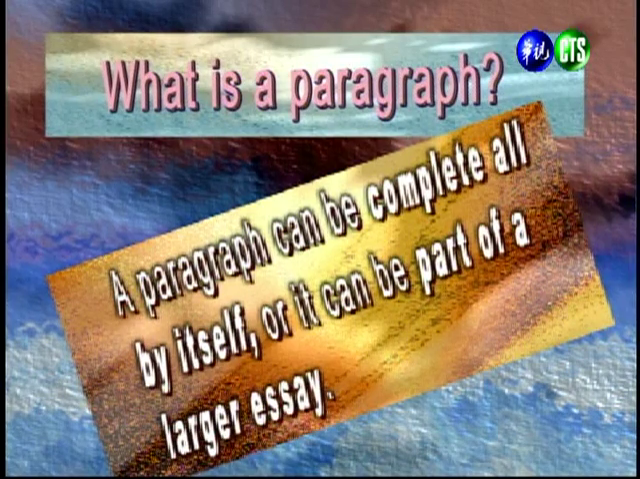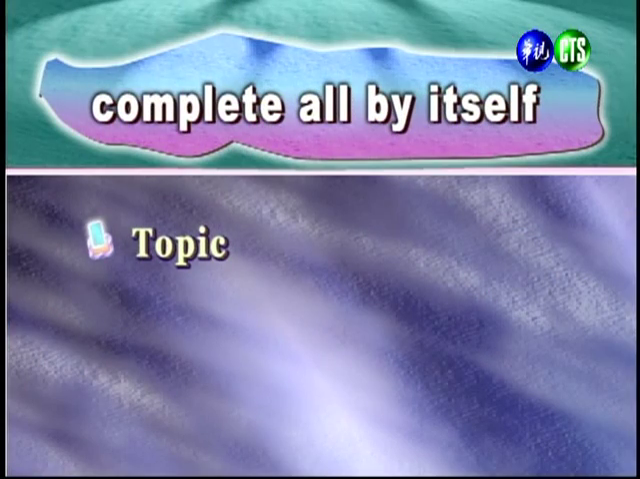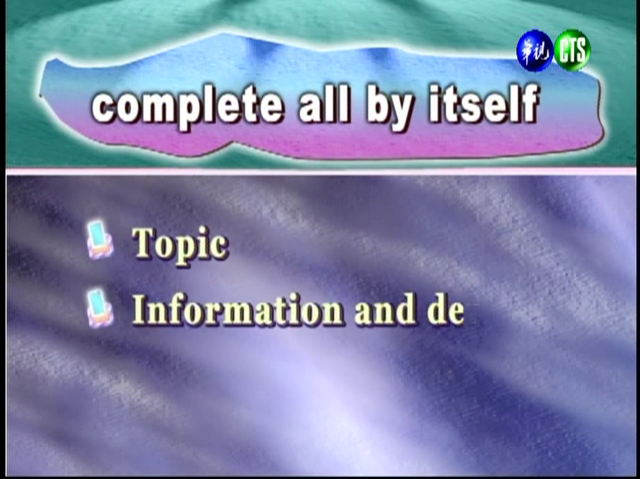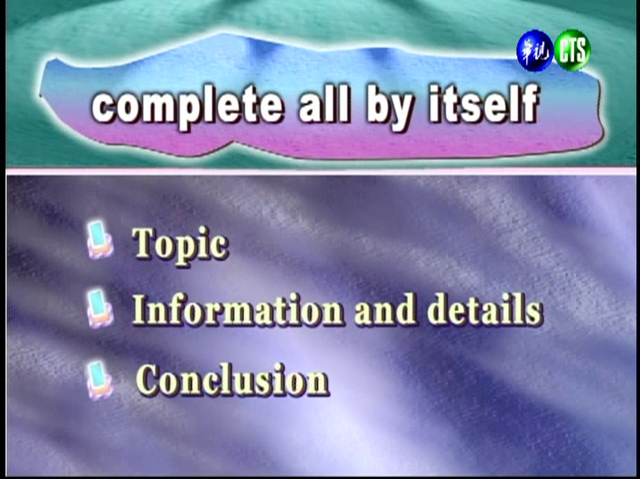Right, so now a paragraph that is complete all by itself will do the following things. First, it will introduce a topic. Then it will give you information and details about the topic. And finally, it will bring a conclusion to the topic.